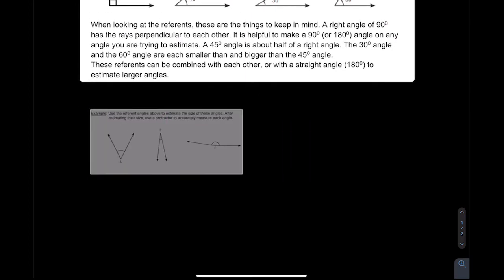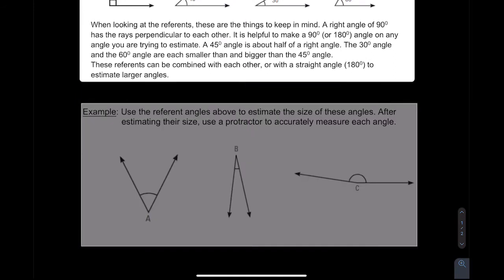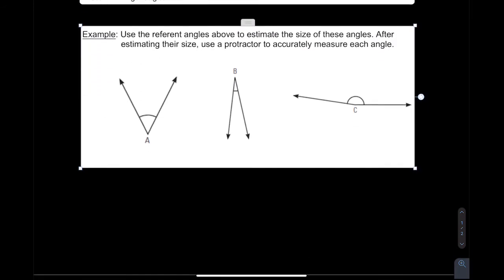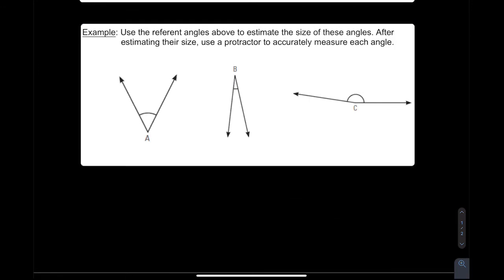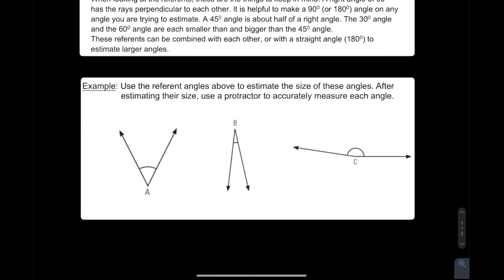So let's look at some examples here. Example: use the reference angles above to estimate the size of these angles. After estimating their size, use a protractor. I realize not a lot of you might have access to a protractor. For these questions, I don't really care about that. Let's just get our estimation skills up to par. We don't need to actually worry about measuring these exactly.